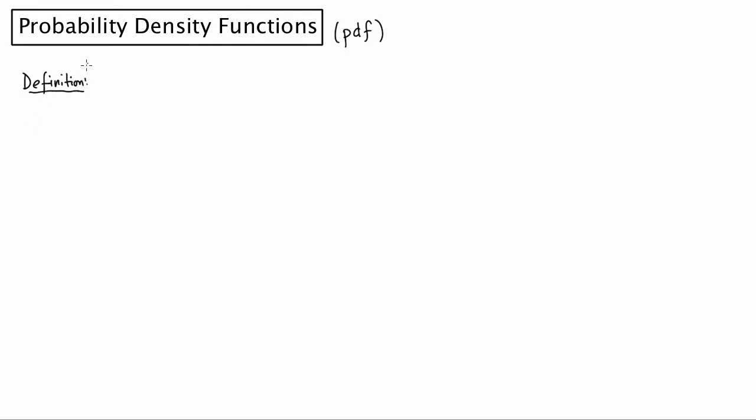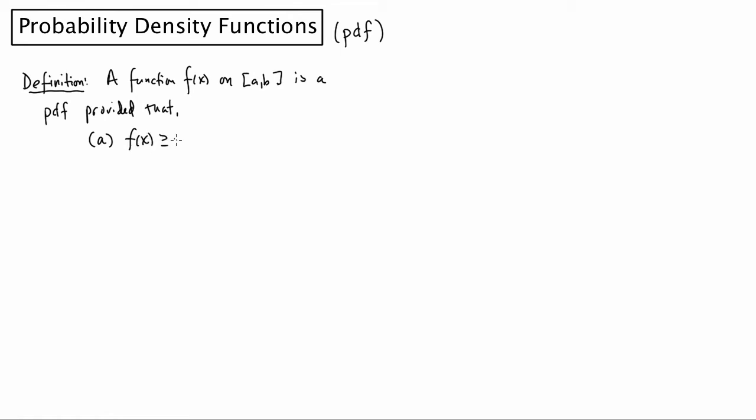A function f of x defined on the interval from a to b is a PDF provided that it satisfies two things. The first thing that has to be satisfied is the function has to be greater than or equal to 0 on the interval.